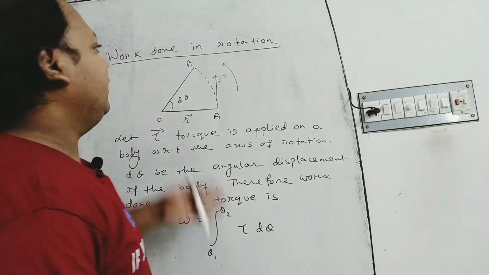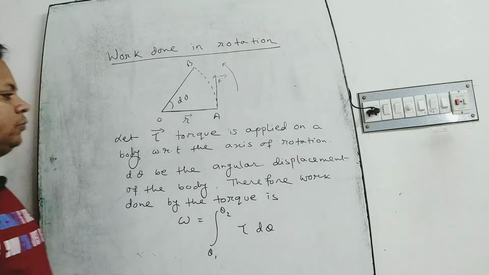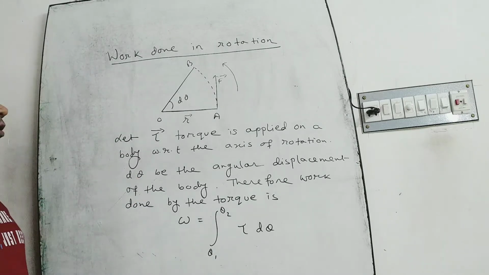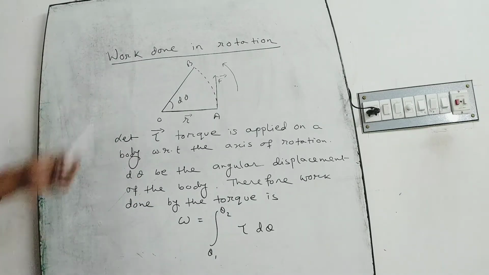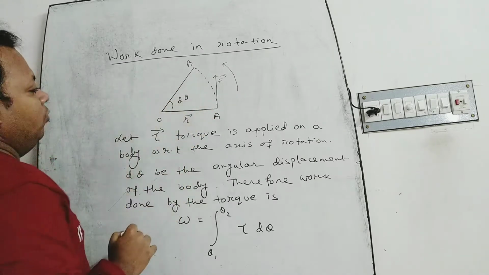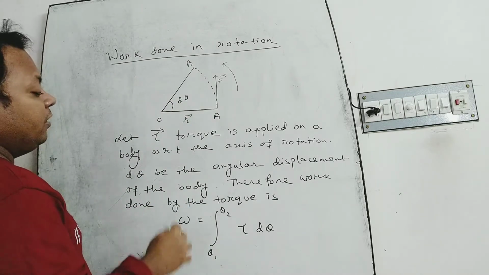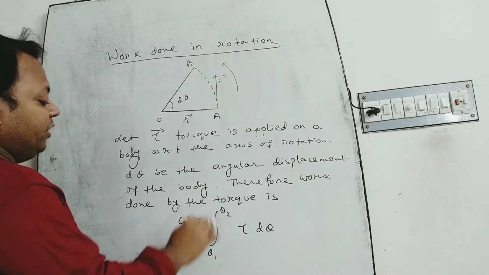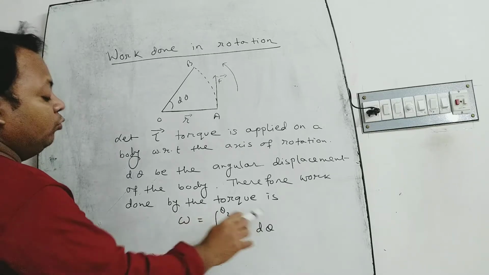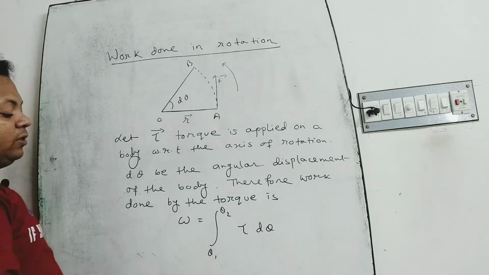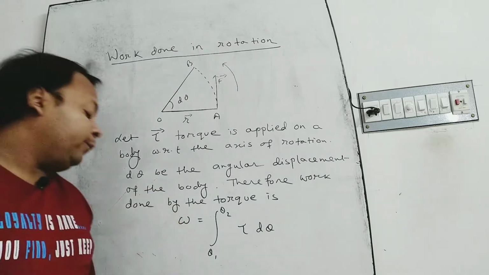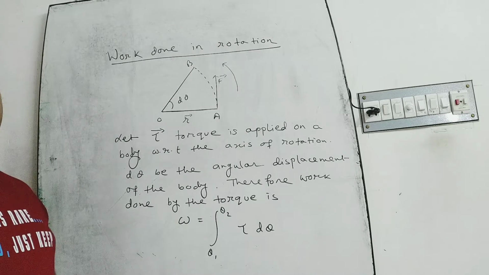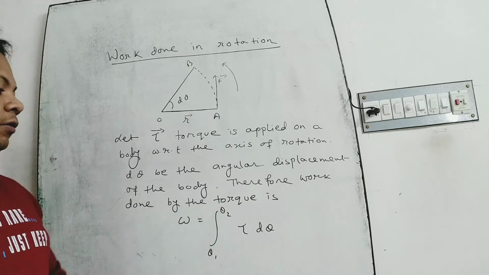Now, work done in rotation of a body. Let torque tau be applied on a body with respect to the axis of rotation. d theta is the angular displacement of the body. Therefore, the work done by the torque is W equals the integration from theta 1 to theta 2 of tau d theta. Here theta 1 is the initial angular position of the body and theta 2 is the final angular position of the body.